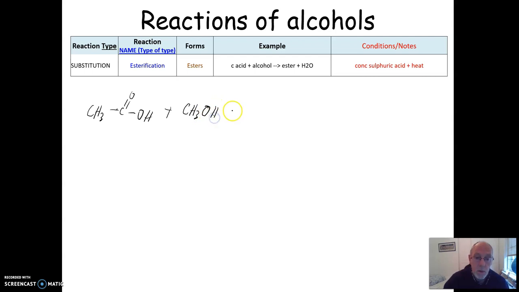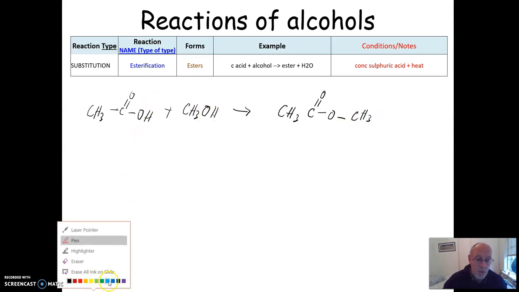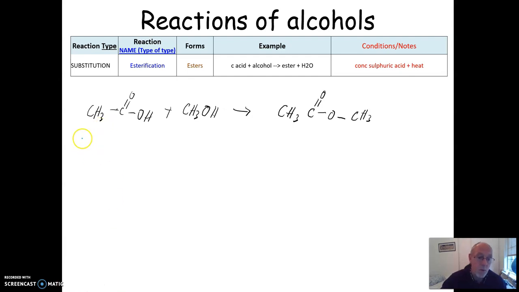React that to methanol, CH3OH. So what happens is the methanol bit jumps onto where this bridging oxygen was, or where this OH was, and you're going to get this. You're going to get CH3 C double bond O, and then you have a bridging oxygen, I call it a bridging oxygen, and then you have CH3. So here we had methanol and ethanoic acid. So this here was ethanoic acid.